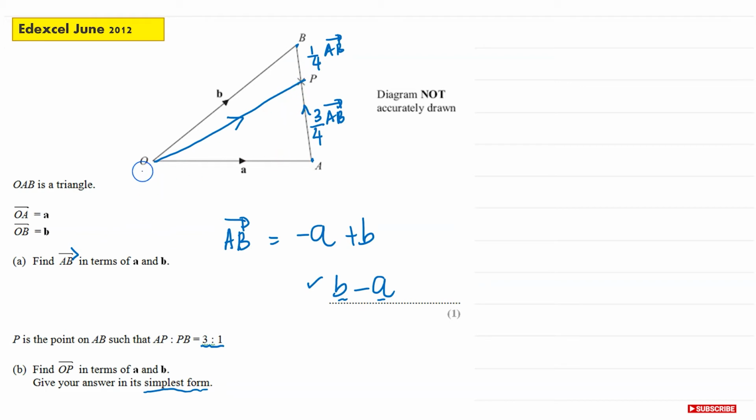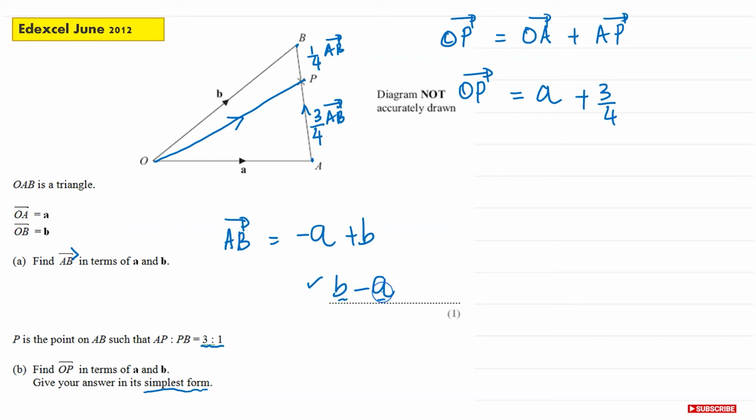So let's just go from O to A and then from A to P. So I'm going to say OP is equal to vector OA plus vector AP. Okay, so OP is equal to OA, I know is A, plus now AP I know is 3/4 of AB. Now you know AB is B minus A, so I'm going to write B minus A.